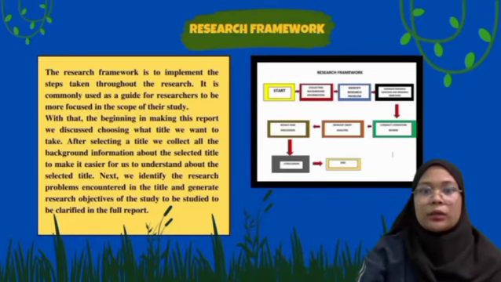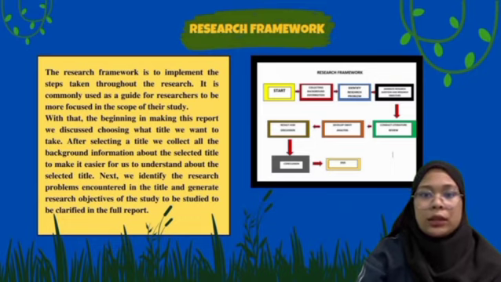Research framework. The research framework is to implement the steps taken throughout the research. It is commonly used as a guide for researchers to be more focused in the scope of their study. With that, in the beginning of making this report, we discuss choosing what title we want to take. After selecting a title, we collect all the background information about the selected title to make it easy for us to understand it. Next, we identify the research problem encountered in the title and generate the research objective of the study to be clarified in the full report.